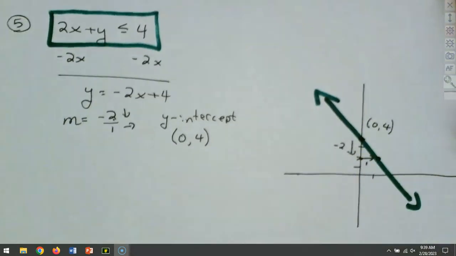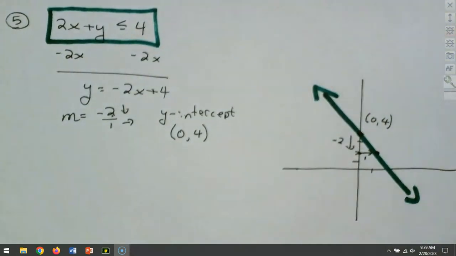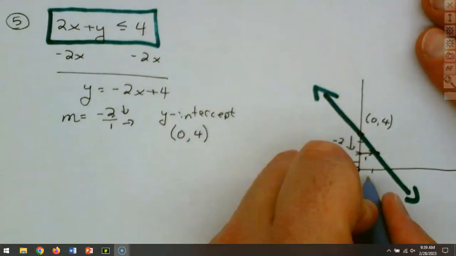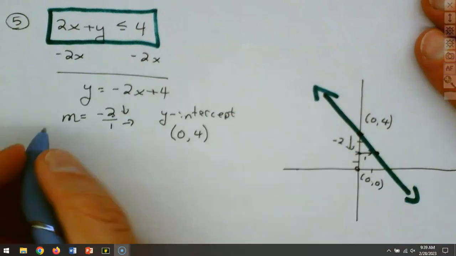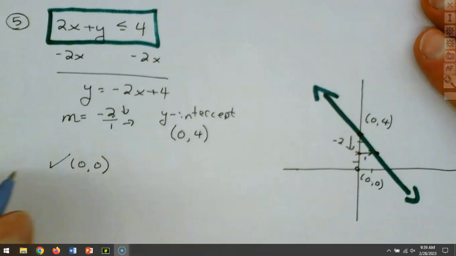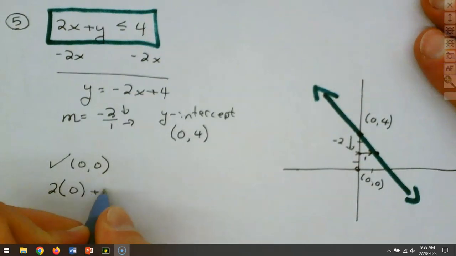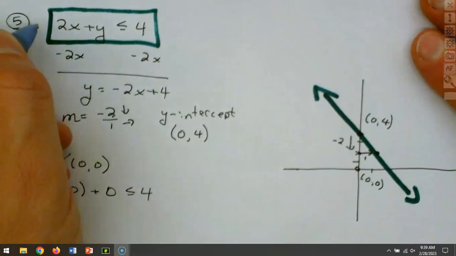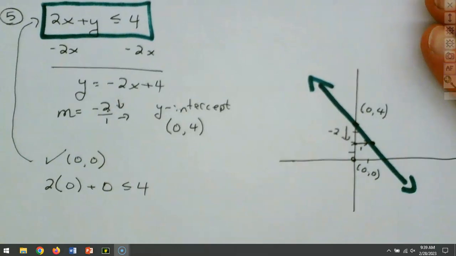Is everyone okay with that so far? So we solved it for y. We found our slope. We graphed that line. Now, it is an inequality, so what do we need to do? Well, we need to check 0, 0. So let's check 0, 0 back in the original. So we plug the 0, 0 back in. 0, 0 went in here. And then what does that give you?